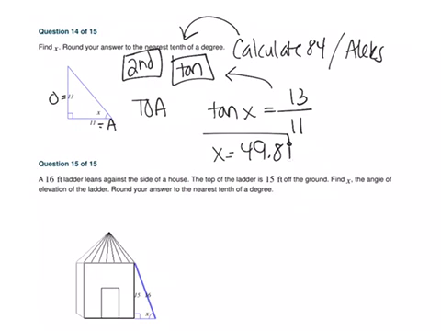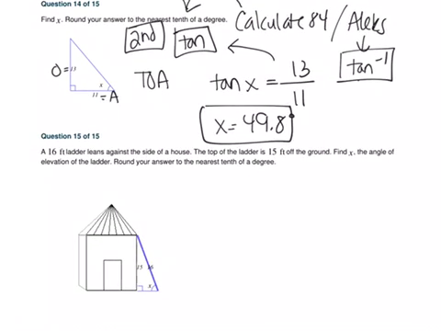49.8 degrees. If you're using the ALEKS calculator, then you're going to hit the tan inverse button, so this one on your ALEKS calculator, and then you're going to punch in the 13 divided by 11 as well, and you should get the same answer. The last question on the test is one like this, which is just a picture, and a lot like the previous question. You're going to be using the second and whatever function it is.